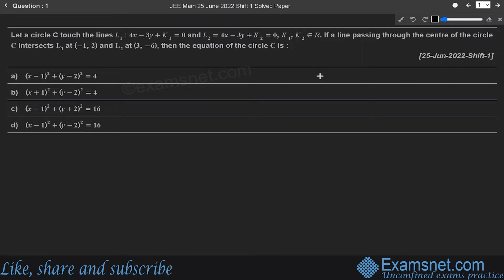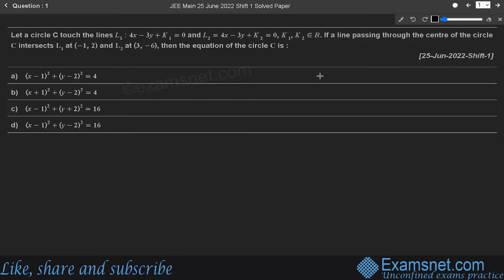The question here is, let a circle C touch the lines L1: 4x minus 3y plus k1 is equal to 0 and L2: 4x minus 3y plus k2 is equal to 0, where k1 and k2 belong to R. If a line passing through the center of the circle C intersects L1 at (-1, 2) and L2 at (3, -6), then the equation of the circle C is.